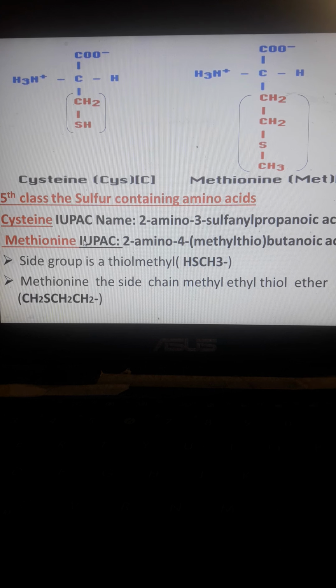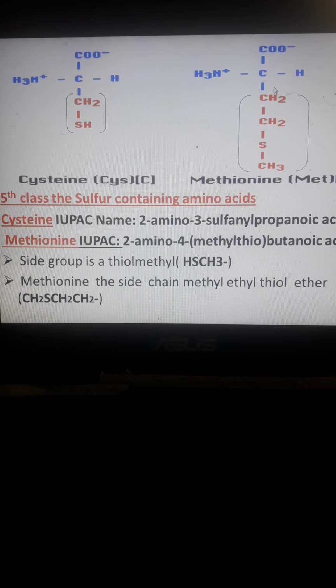Next, another one, the sulfur-containing amino acid, cysteine. If you look at their structure, they have SH, or the thiol group. This one is the sulfur group. Next, the side chain is thiol methyl. This is methyl. This is SH. Methionine has a side chain of methyl ethyl thiol.